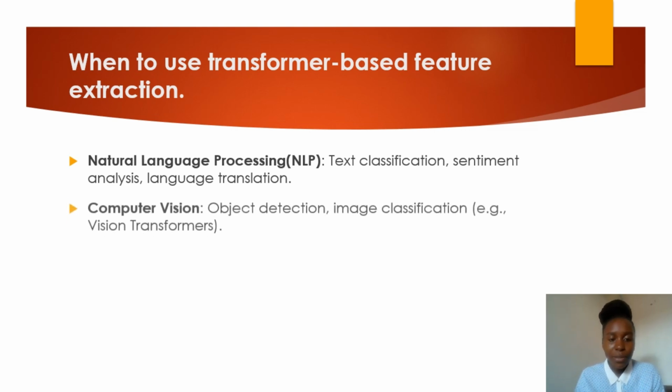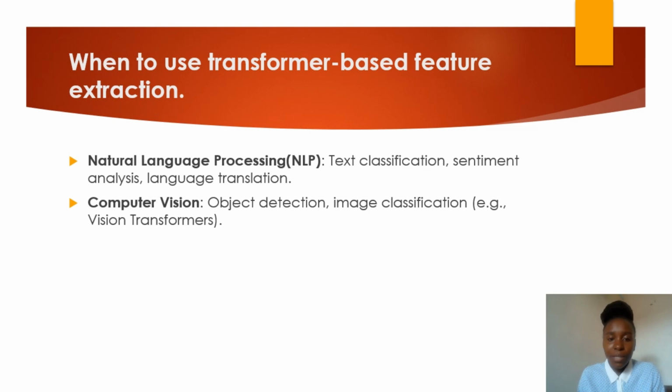Then there is computer vision, where we can again use transformer based feature extraction. As you can hear, vision is related to things that are visual, like images or videos. In computer vision you are using the model to understand or learn patterns, the key features, of an image or a video, and it will also generate the output from the image or video that you have.